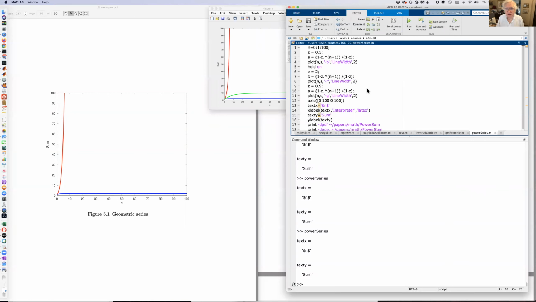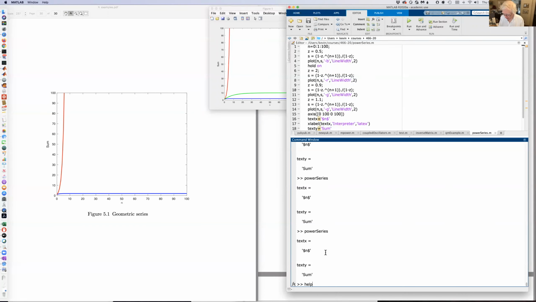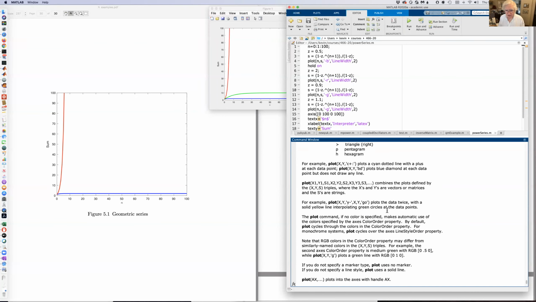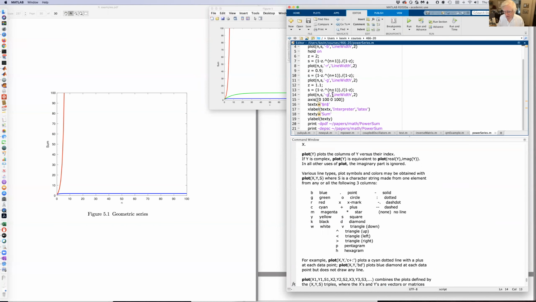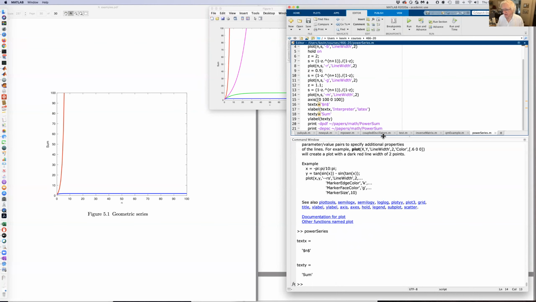And on the other hand, we can grab all these, copy, paste, and make this 1.1. And now not green, what do we have as colors? So down here I can say help plot and get some suggestions. So let's do magenta, I like magenta. So I'm going to do magenta, run. There we are. Okay, that's a much nicer plot.